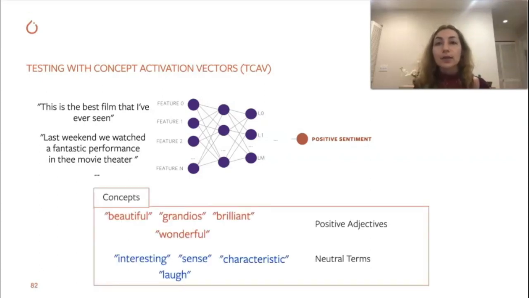Also, let's assume that we have predefined sets of concepts such as positive adjectives, as we introduced in the previous slides, and that we want to know whether the positive adjectives in the text played any role in predicting positive sentiment for those specific text examples.